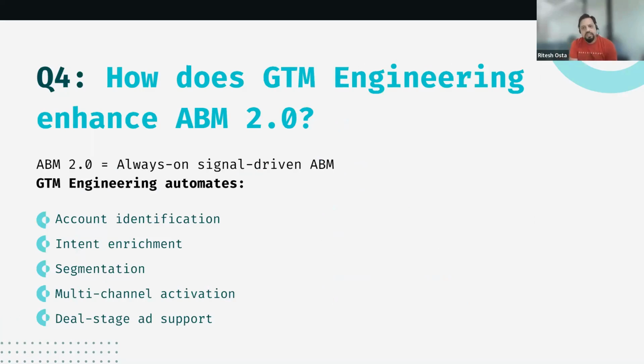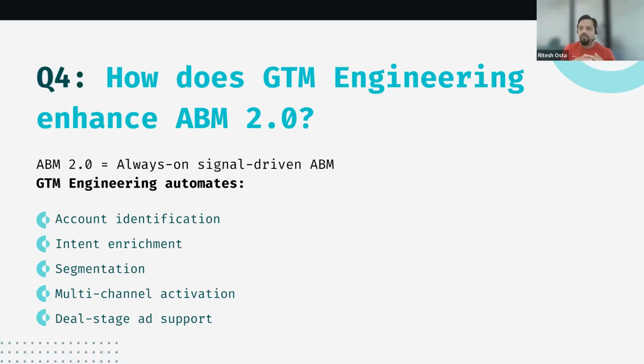Okay, so how does GTM engineering enhance ABM 2.0? We have talked about ABM 1.0 and ABM 2.0. We have come up with a term called ABM 2.0. That means it is signal driven rather than campaign driven. ABM 1.0 was campaign driven. ABM 2.0 is signal driven. Earlier the approach was to make a list of 100 accounts, download it, and start reaching out to them. Now it is about putting up the signal points, the workflow triggers, and seeing who is giving what signal.